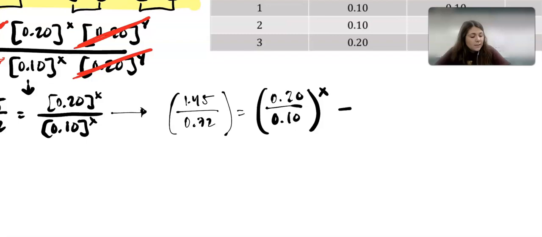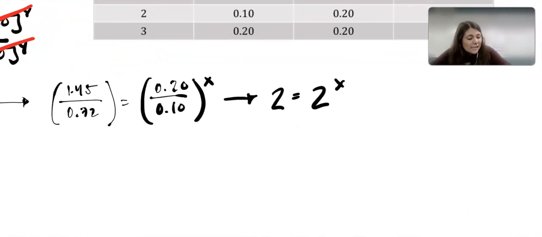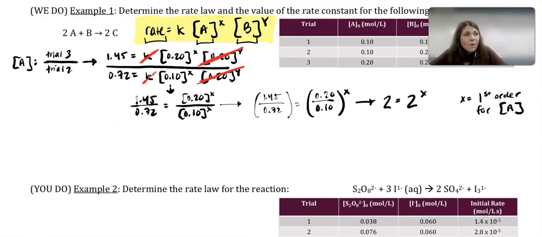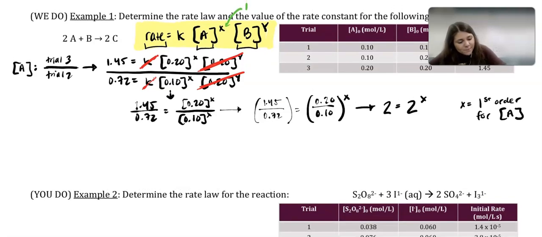So now what I can do, let's divide those values on either side. So 1.45 divided by 0.72, then we'll take 0.2 divided by 0.1. You should get 2 equals 2 to the power of x. Here, this tells me x is first order for our reactant A. Okay? So now I know the power for x. It is 1, okay? All right, now let's solve for B.